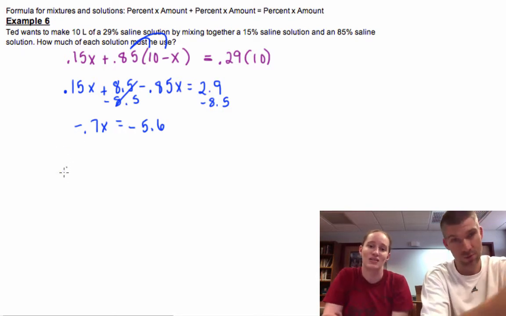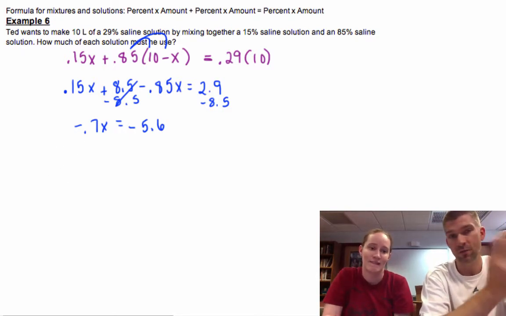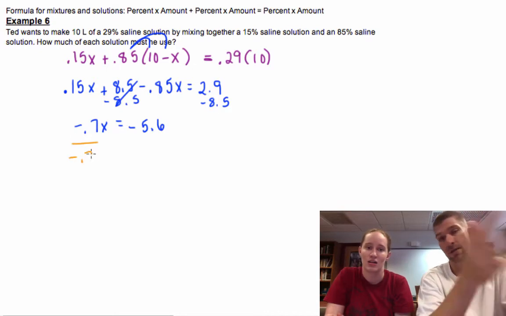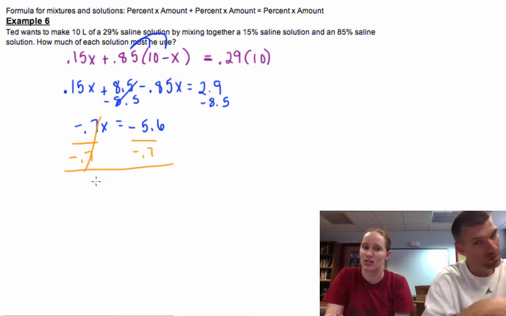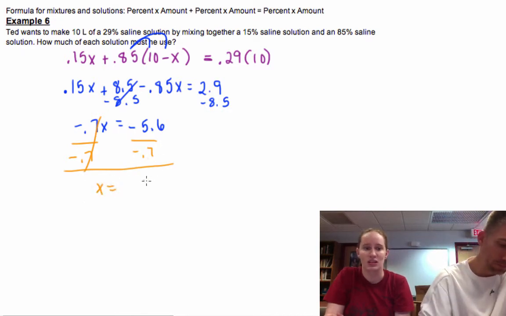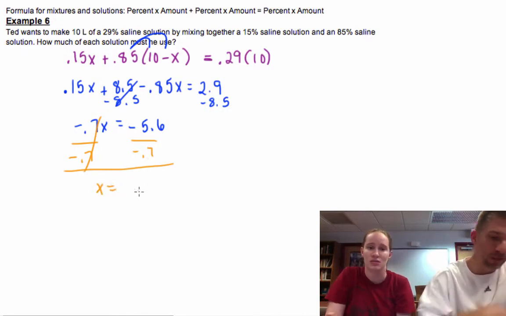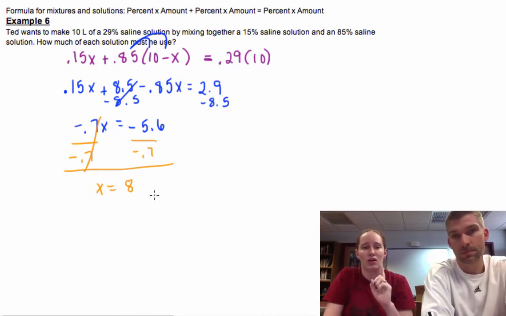Now, here's where you'll know if you've set it up correctly or not. Because when we divide, they're both negative. If you wind up with one positive and one negative, we're not going to add a negative amount of solution, because you can't do that. So this looks like an 8 to me. I believe it is an 8. So we will have 8 liters.